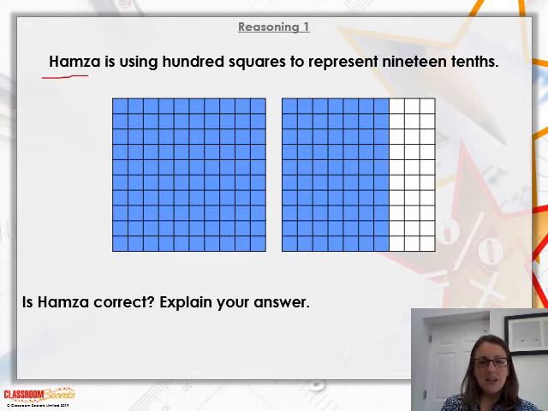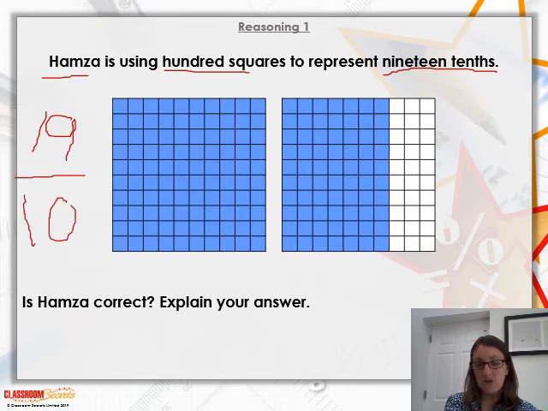Now, Hasma is using 100 squares to represent 19/10. Is she correct? Now, think carefully about this and thinking about the 100 squares we looked at with the purple earlier on. I want you to have a look and see how many tenths are shaded, and do you think it's correct that she has represented 19/10? So one whole would be 10/10. So has she represented 19/10? And can you explain your answer?